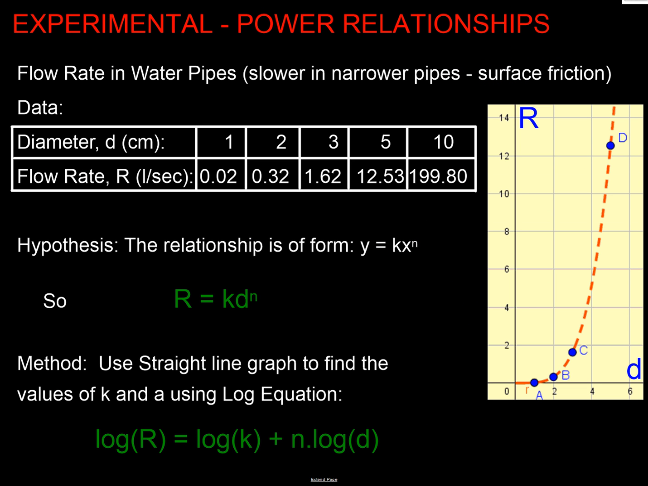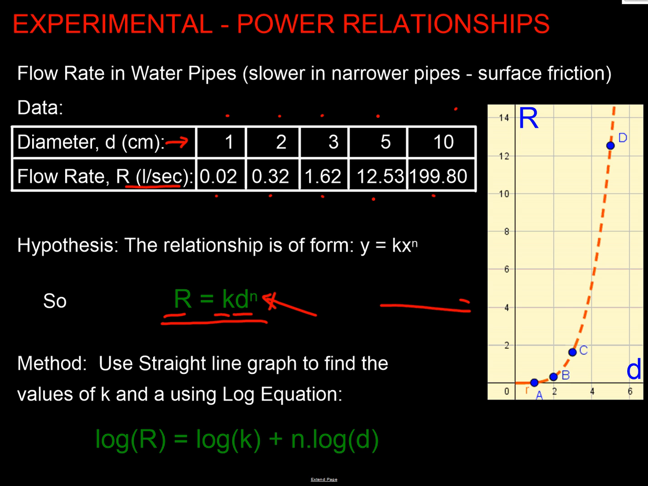Okay, my first experiment: flow rate through a water pipe, maximum flow rate. I'm going to vary the diameter of my pipe, in centimetres: 1 centimetre, 2 centimetres, 3, 5 and 10, and I'm going to measure the flow rate in litres a second. So here are the flow rates. Maximum flow rate is limited by surface friction in pipes, so I'm going to have some sort of power relationship here that I'm going to investigate. So my flow rate R is some constant k times the diameter d to some power n that I need to find.